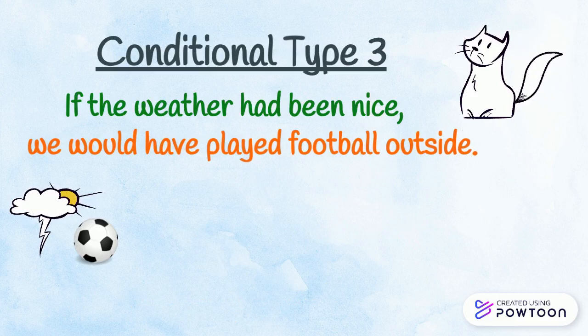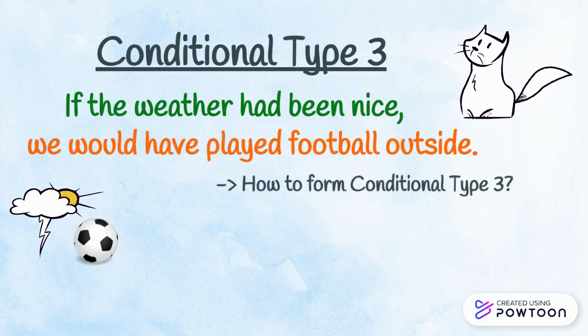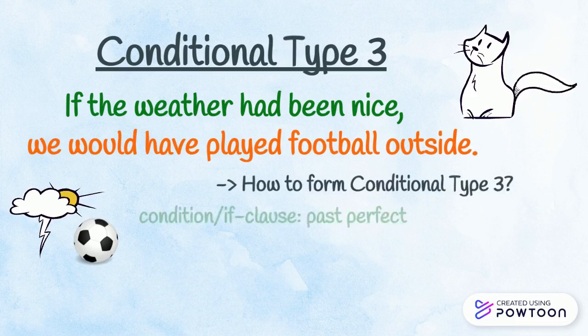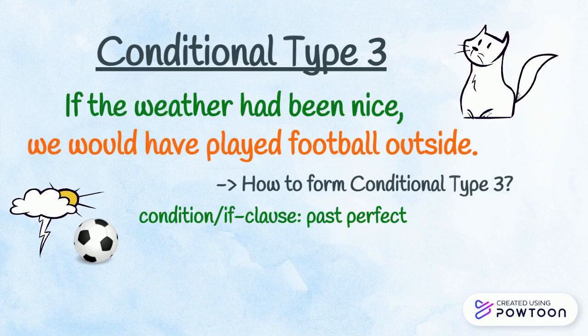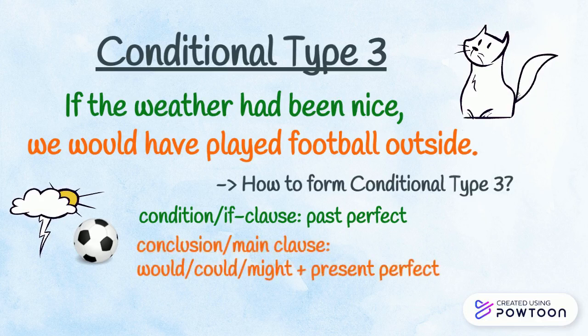Now we know how to use a conditional type 3. Let's have a look at how to form it. In the condition or if clause we need the past perfect, and in the main clause we use would, could or might plus the present perfect.